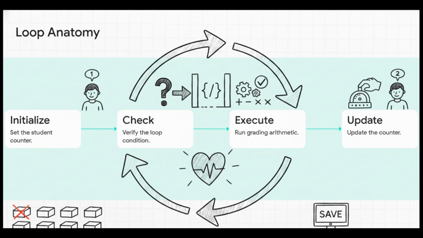First, we initialize a counter, say student number 1. Second, we check the loop condition. Is our student number less than or equal to 5? If yes, we proceed to step 3 and execute all that brilliant arithmetic and multi-way grading logic we just built. Finally, in step 4, we update the counter to student 2, and the roundabout spins again. This simple 4-step process prevents us from writing the exact same block of C code 5 times over. It saves time, and it saves massive amounts of memory.